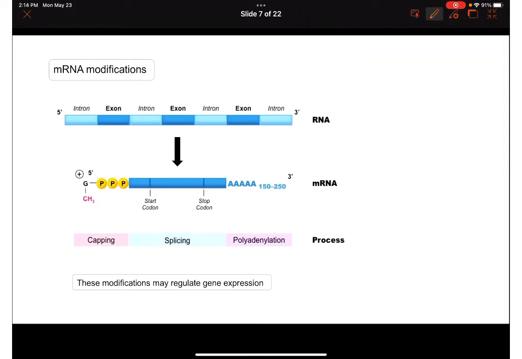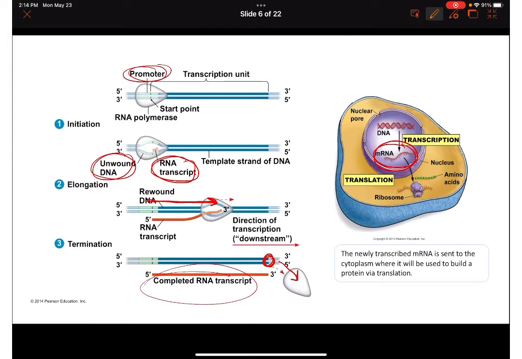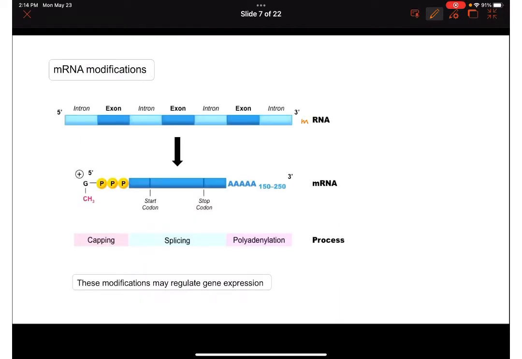Now, of course, it's more complicated than this. When you make a new mRNA molecule, let's go back here. So we have this mRNA molecule, and then we're going to shoot it off into the cytoplasm, and that's where it's going to be translated into a protein. But the mRNA molecule that's initially made isn't complete. It has to undergo some modifications, and that's what this is showing here. This is our initial mRNA.